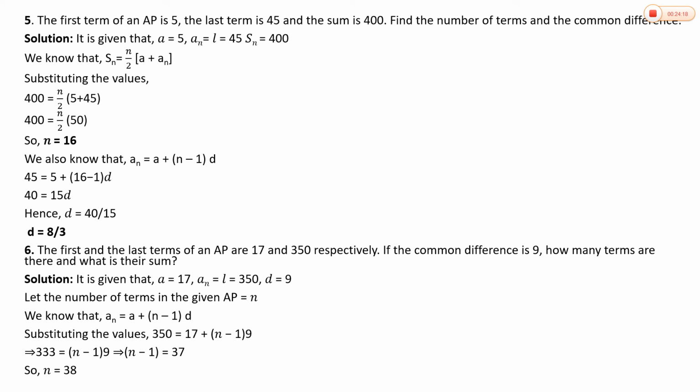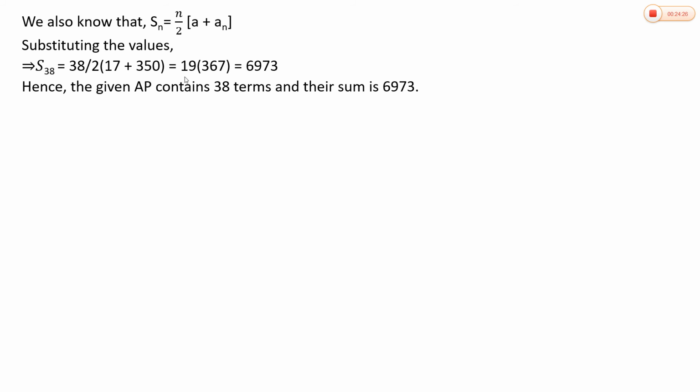in the given AP. Now you have to find their sum. For that, you know the formula, Sn is equal to n by 2 into A plus An, that is first term plus last term. Substituting the values, S38 is equal to 38 by 2 into first term 17 plus 350. You will get the value of S38 as 6973. Hence, the given AP contains 38 terms and their sum is 6973.